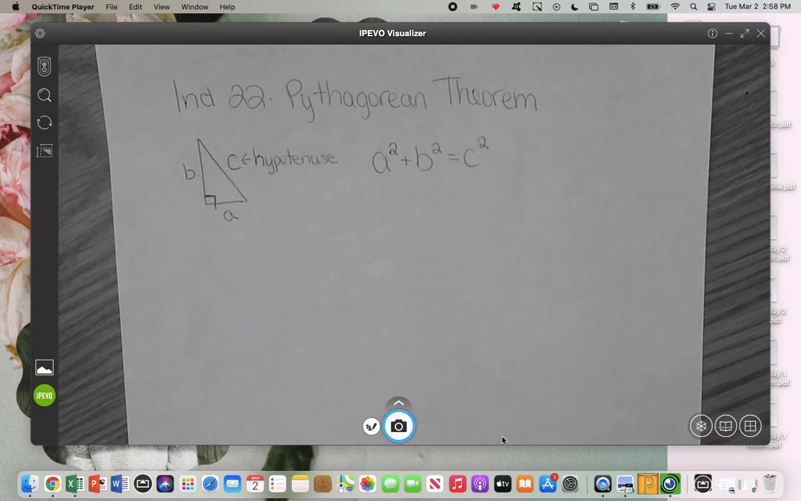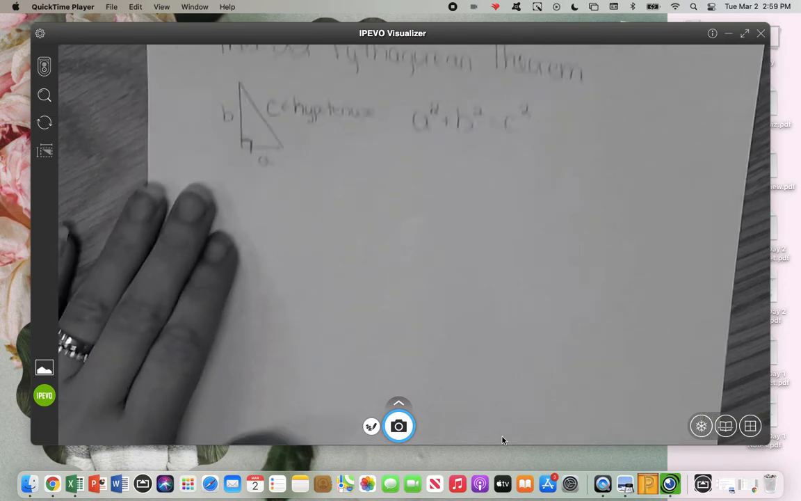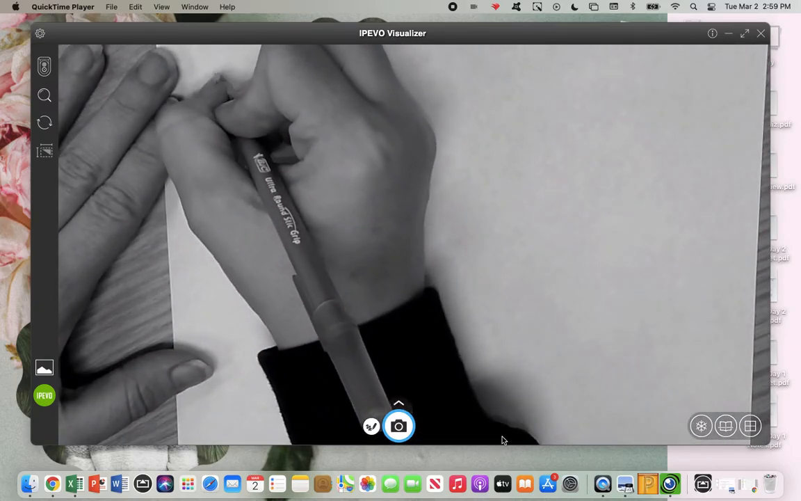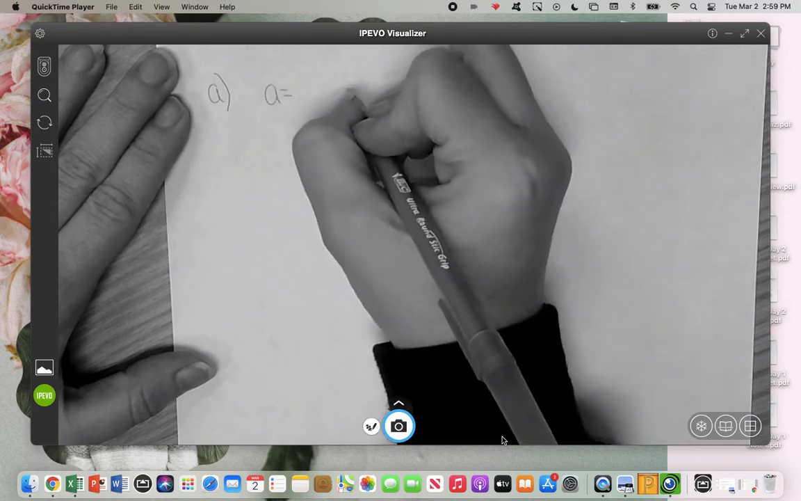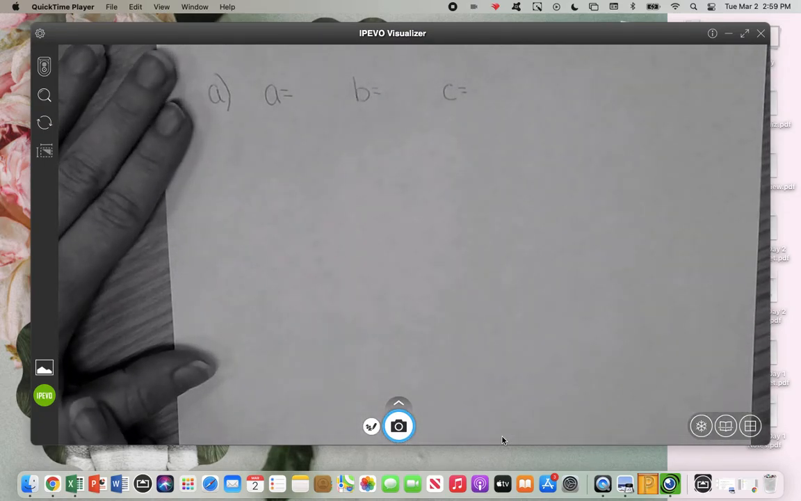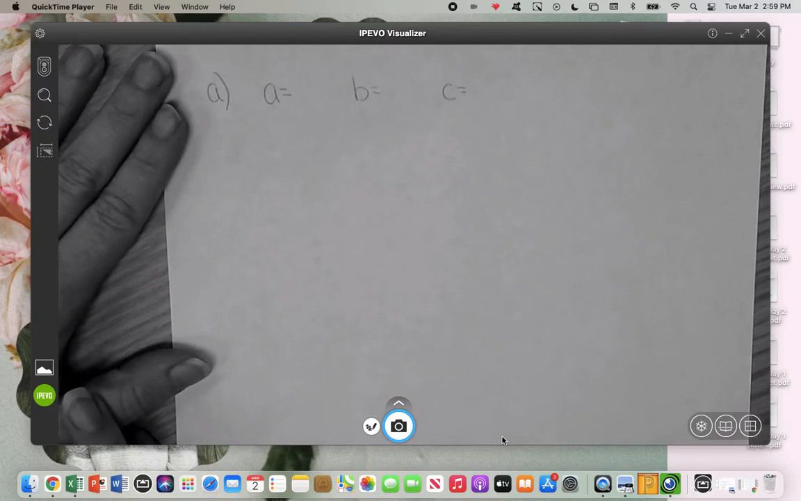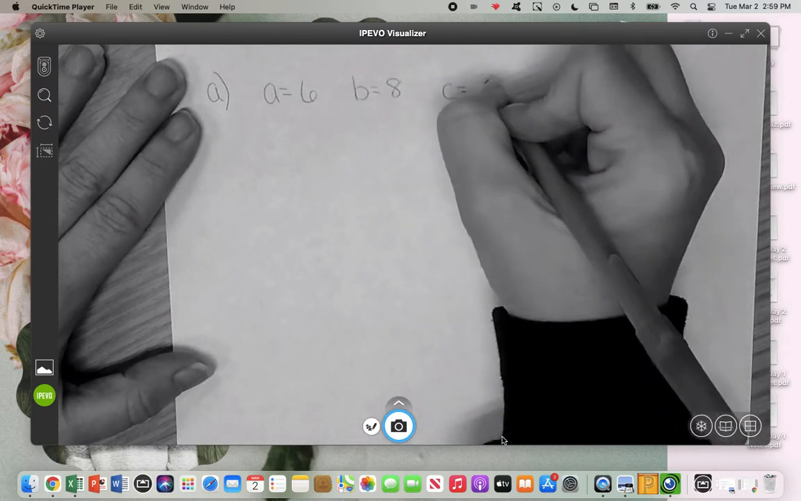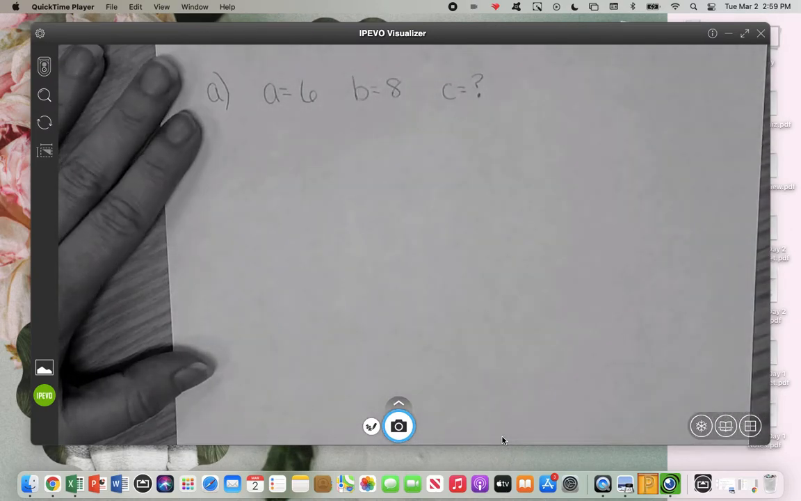So we have the Pythagorean theorem. We are going to find missing sides of the triangle today, and if they're not perfect squares, we will be doing some simplifying radicals. So the first few, I'm just going to give you the values of A, B, and C. One of them will be unknown. So let's just say that A is 6 and B is 8, and we want to find out what C is. So we are looking for that hypotenuse.